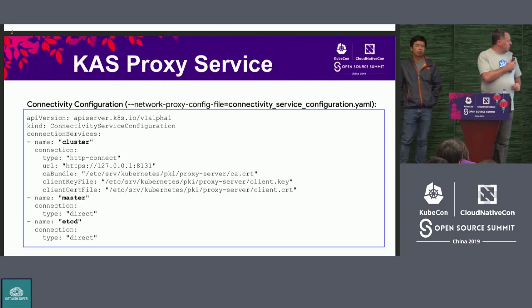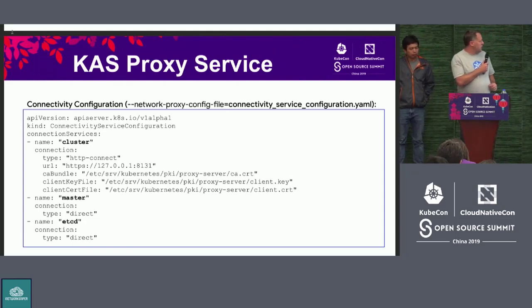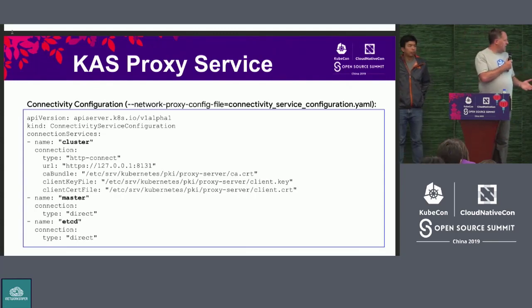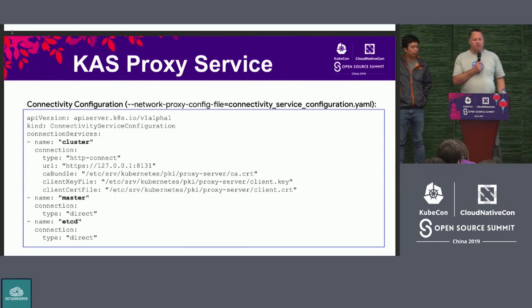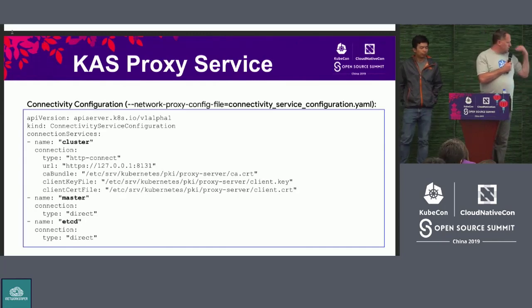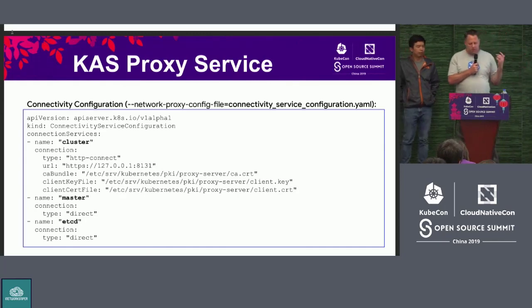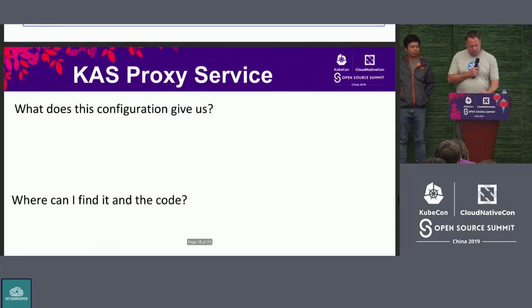And in this example, we'll see that we have three connectivity services configured. We see one that says, I'm a cluster, I'm going to connect via HTTP connect. I'm going to be connecting via HTTPS on port 8131, and here's all of my credential information. And on the master, I'm actually not going to worry. I'm just going to do direct connect using TCP/IP like normal.